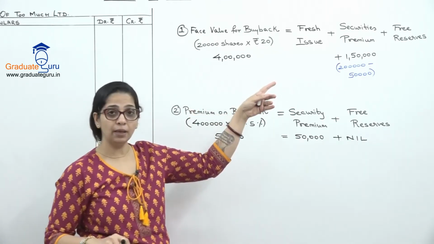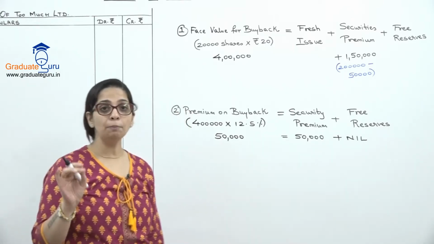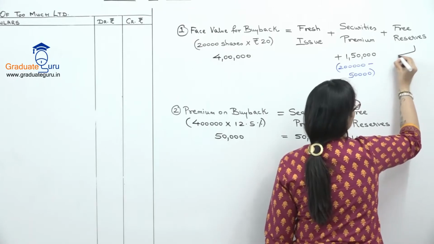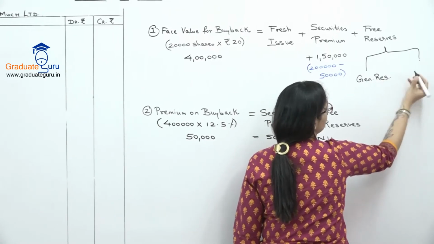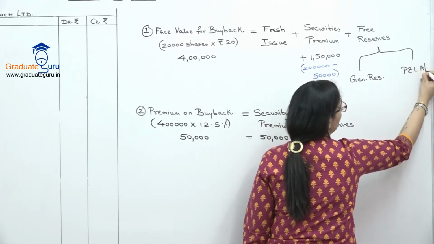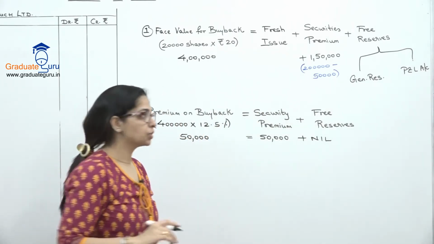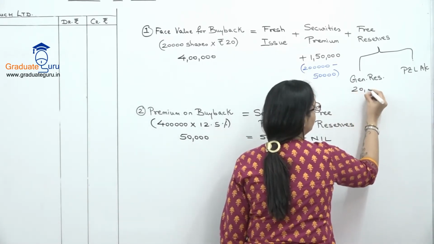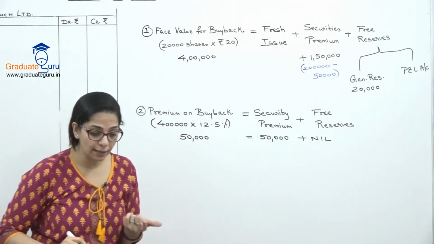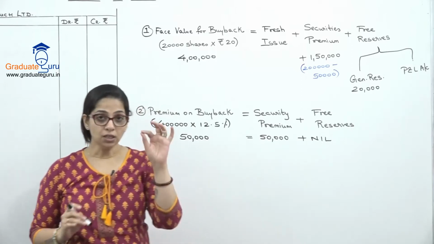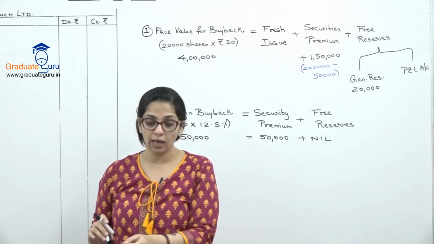Now apart from premium, I also have reserves. I have 2 reserves, general reserve and P&L account. So let's break this down. I have general reserve and I have P&L account. How much is the general reserve? 20,000. So first I will use up my general reserve, 20,000. Okay. How much is the P&L account? 80,000. But before I put that 80,000, let us go down one line and read what they have said.